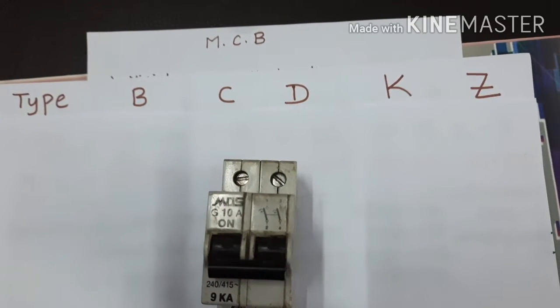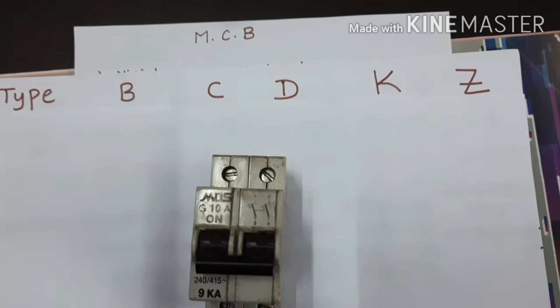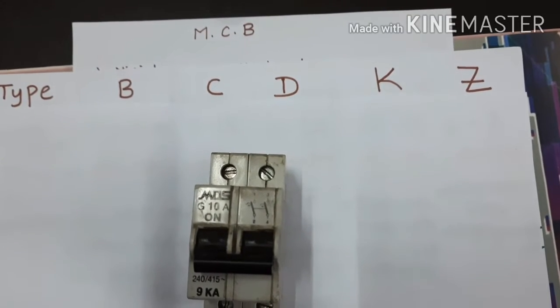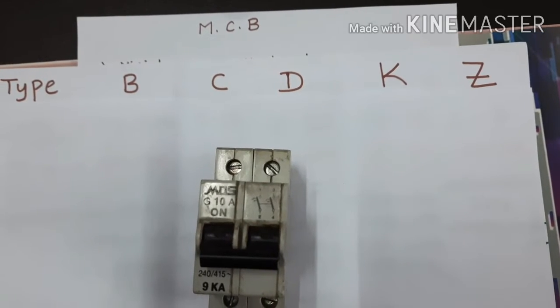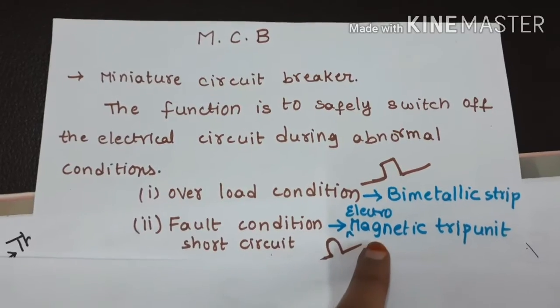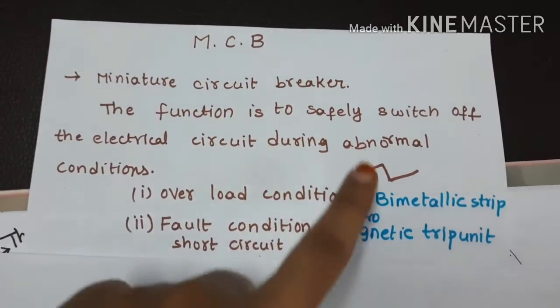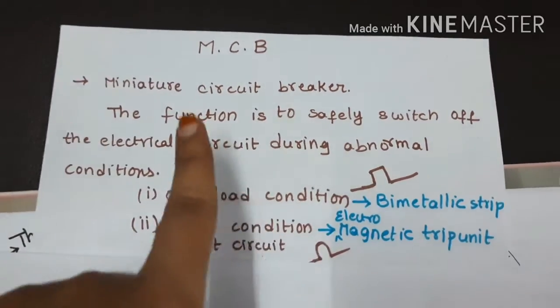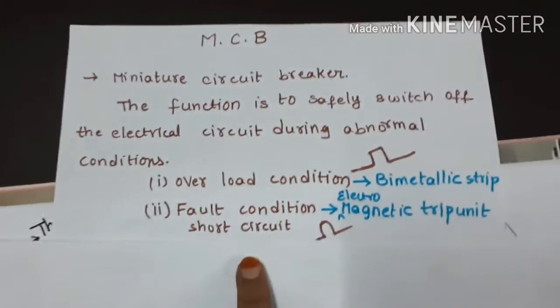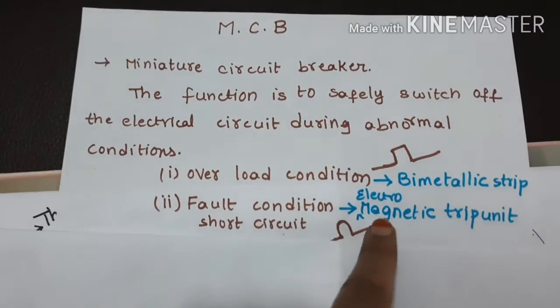So there are mainly 5 types of MCBs: B, C, D, K, Z, and this classification is based on electromagnetic trip. I have made a separate video about a detailed explanation of MCB. I will give its link in the description box. If you are interested, please check it once.